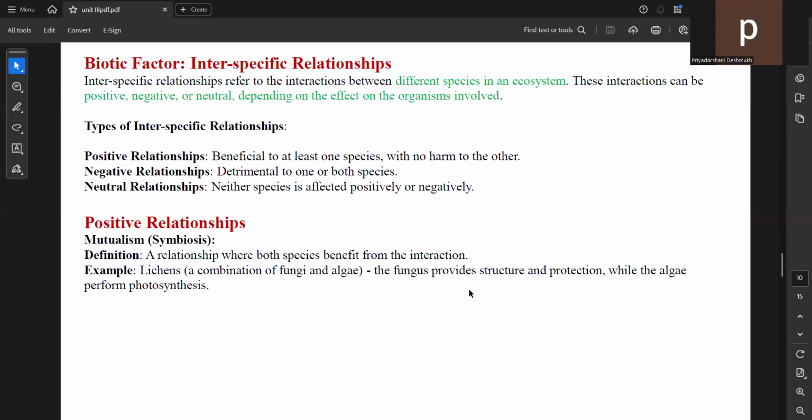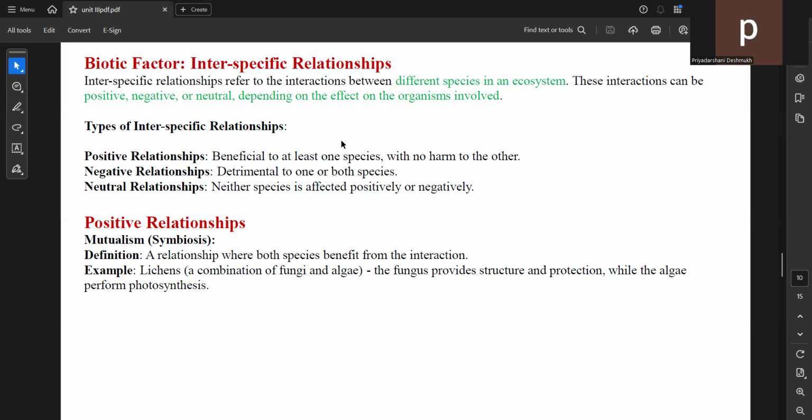The next is the biotic factor. The biotic factor is the interspecific relationship. This relationship refers to the interaction between different species in an ecosystem. These interactions can be positive, negative, or neutral depending on the effect on the organisms involved. There are three types: positive, beneficial to at least one species with no harm to another; negative, detrimental to one or both species; and neutral, where the species are not affected positively or negatively.